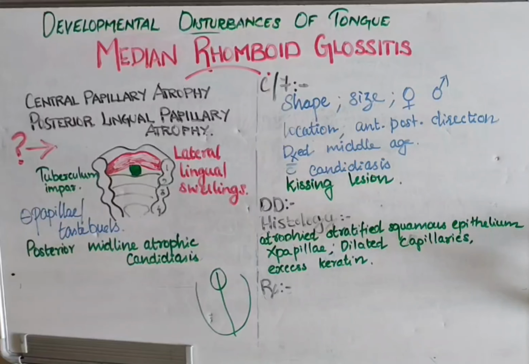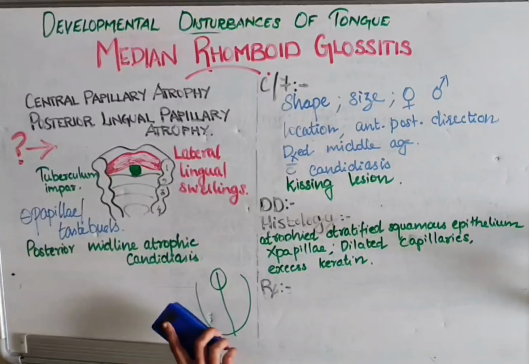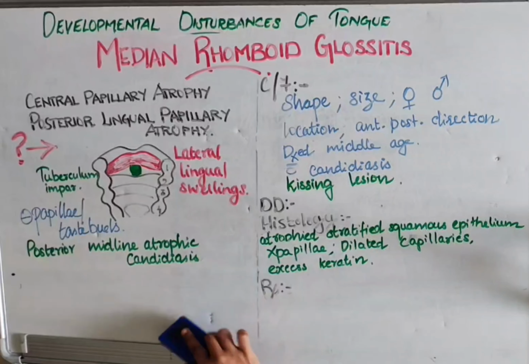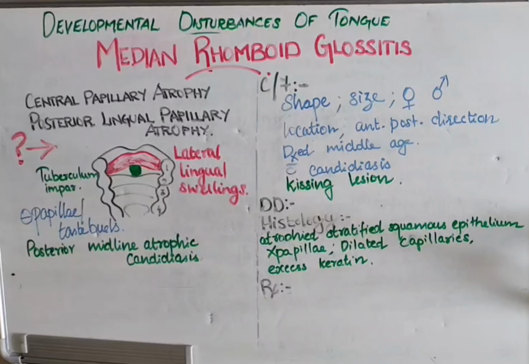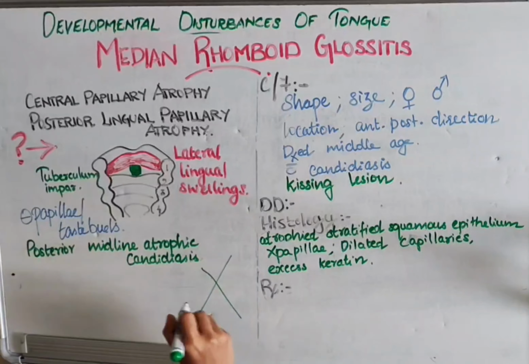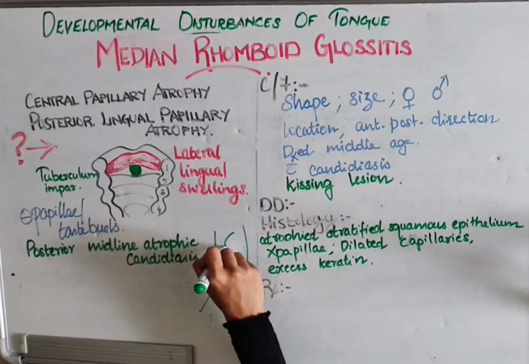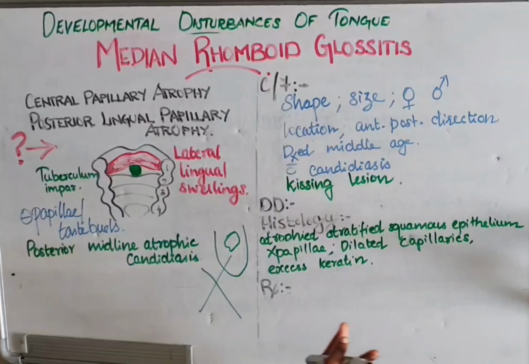Now we will try to understand how this is happening. How is median rhomboid glossitis developing? This is a diagram we will be seeing in the development of the tongue. The development of the tongue occurs when there is fusion of the two lateral lingual swellings and the tuberculum impar. When the tuberculum impar does not fuse with the lateral swellings, that area where there is no fusion will turn out to be a smooth erythematous area, resulting in median rhomboid glossitis. In this region, there will be no papillae or taste buds.